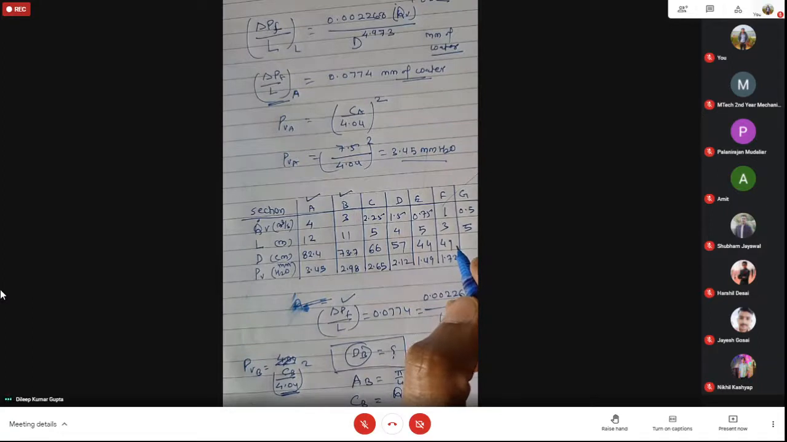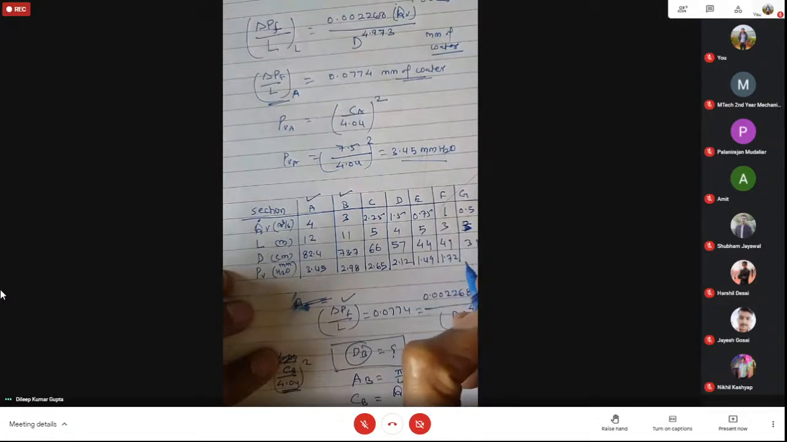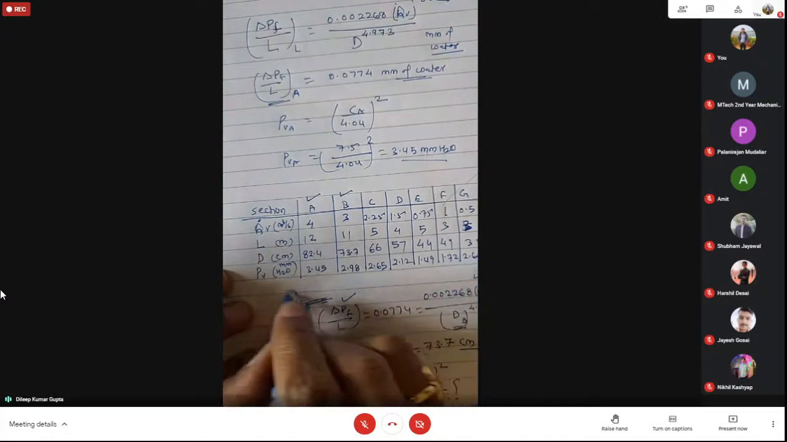For G, section length is 3, not 5. Okay, it should be 3. And for D, section is 4. Yeah, this is 3 again. 3 meter. Then this is the value of 31, and this is 2.69. So this table will be completed.